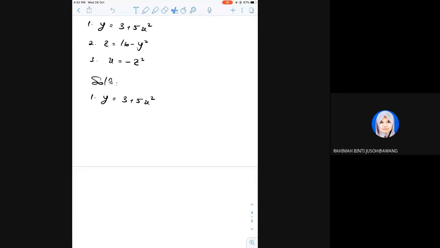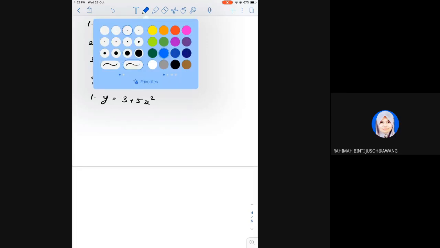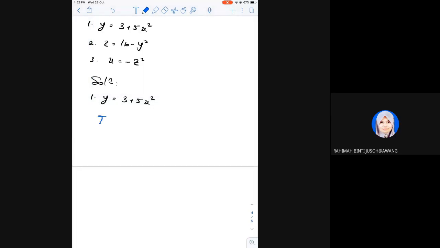Okay, let's say kita sketch dalam 2D to get the idea in two dimensions. Okay, so kita ada paksi X dengan Y lah. Sebab dia ada variable X dengan Y je kan? So right here is X, right here is Y.